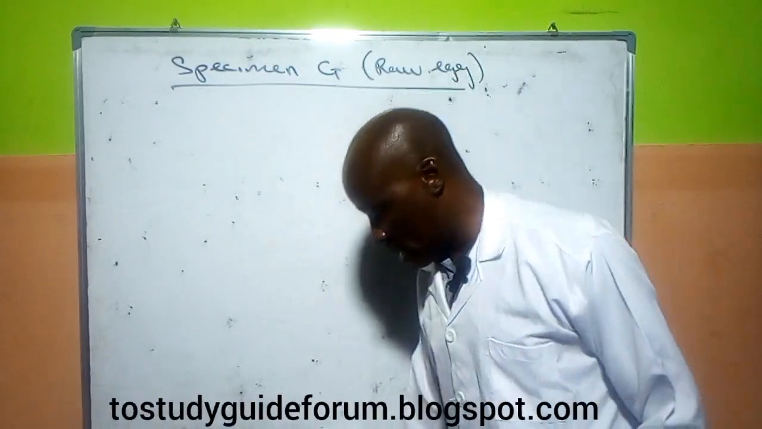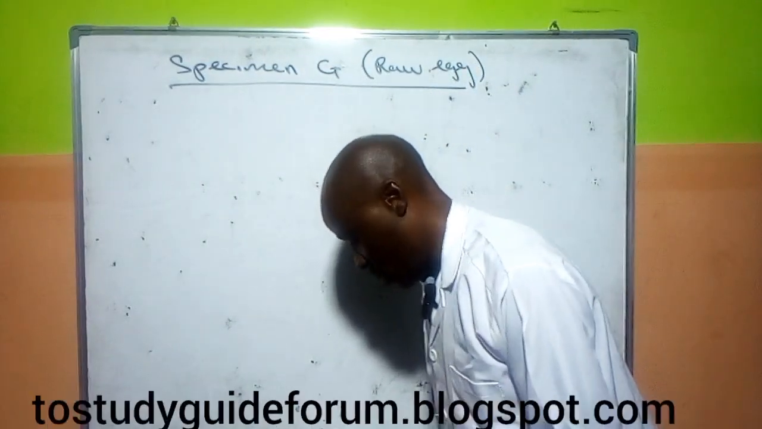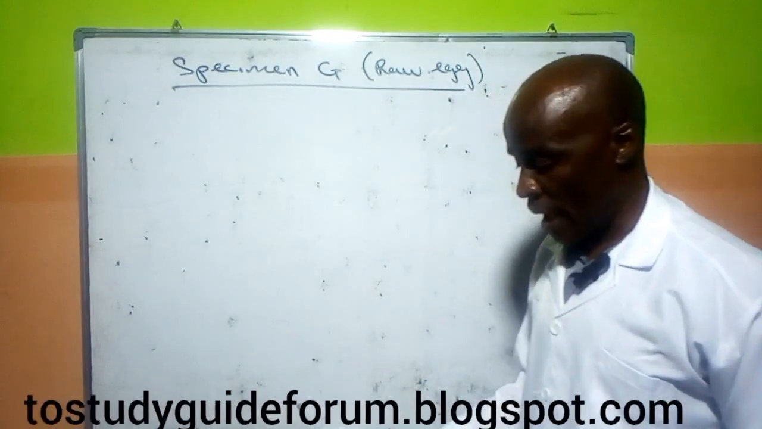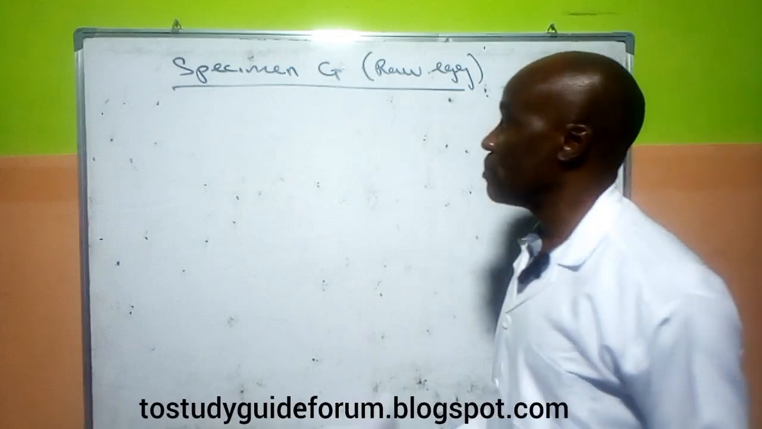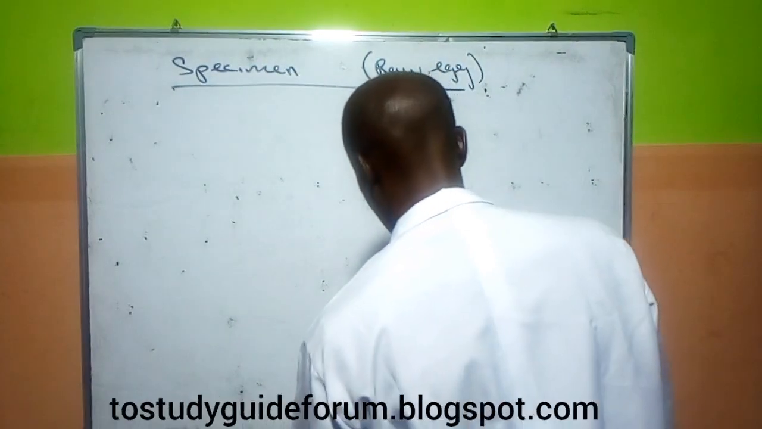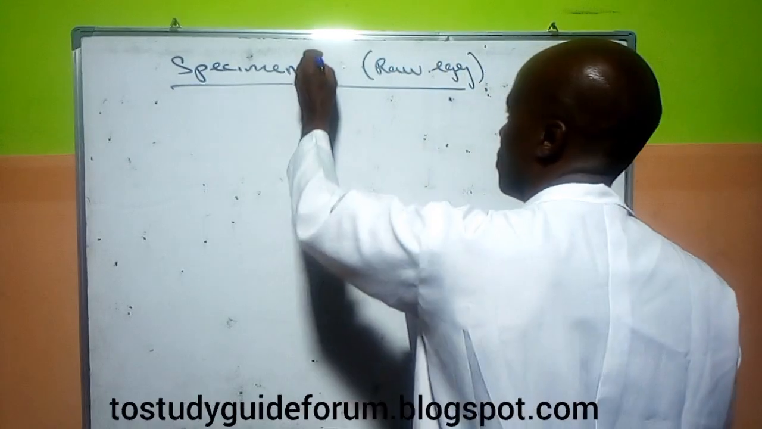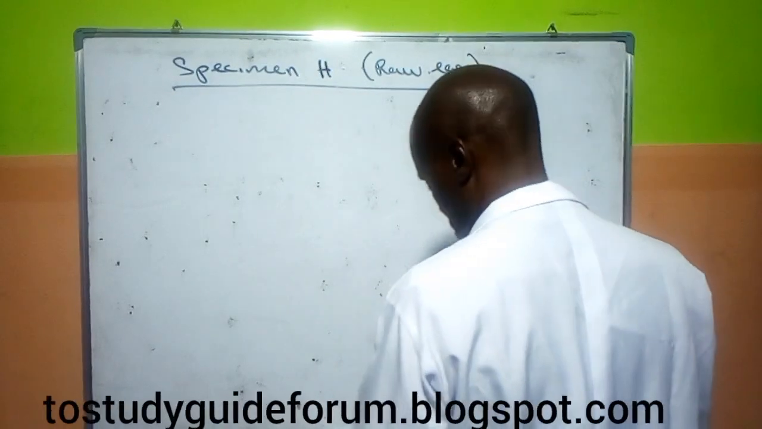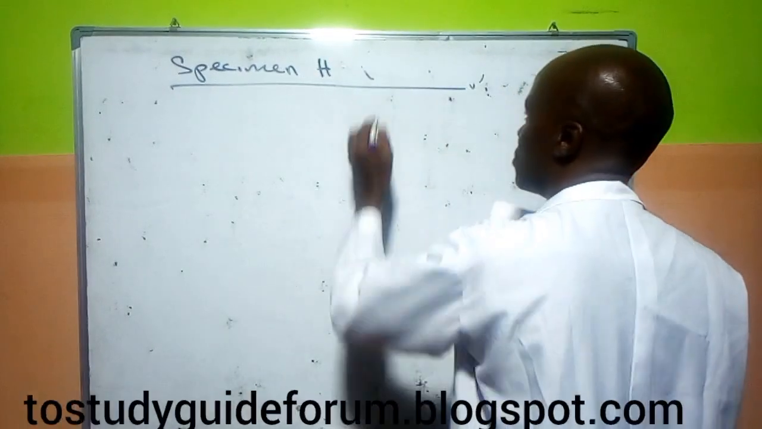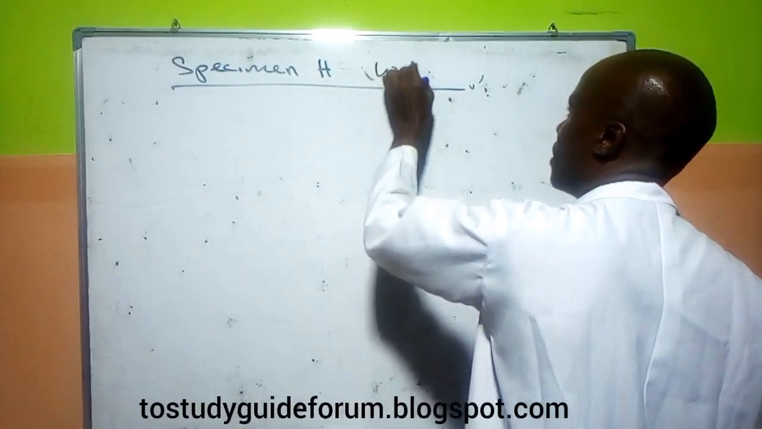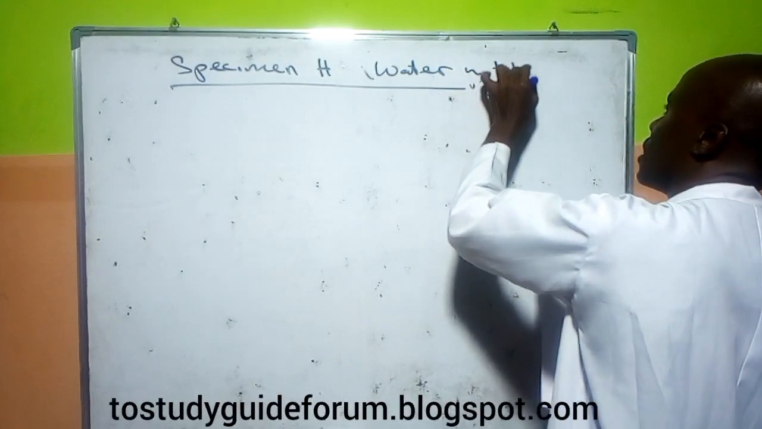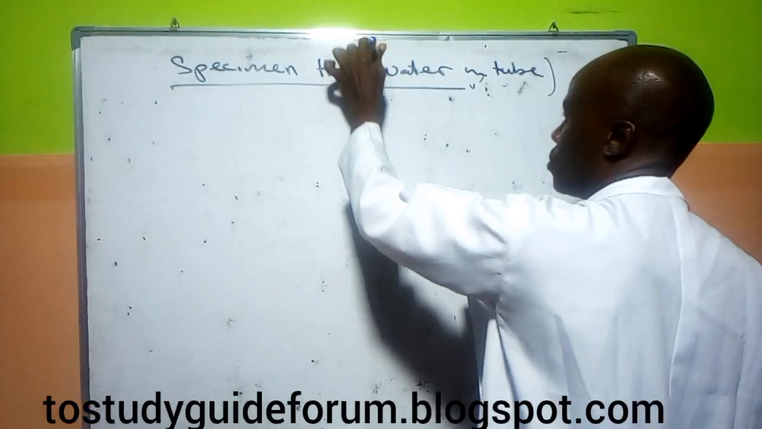So the next one is the specimen. The next one we have is what? Water. That specimen H is just water in a test tube. That's what we have as our specimen H, water in a test tube.